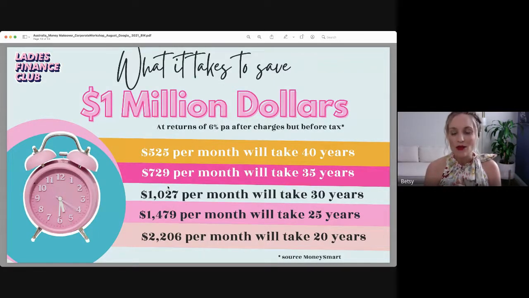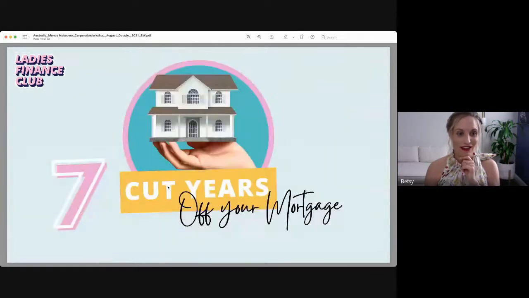If you want to have $1 million at age 55, then it's $729 you need to be investing today. If you want to have $1 million at age 50, $1,027. At age 45, $1,479. And at age 40, $2,206. Now, what that hopefully is highlighting to you is the importance of getting started with investing and doing it early, because you only need to invest a little bit to create really powerful returns. So the sooner you get started, the better.